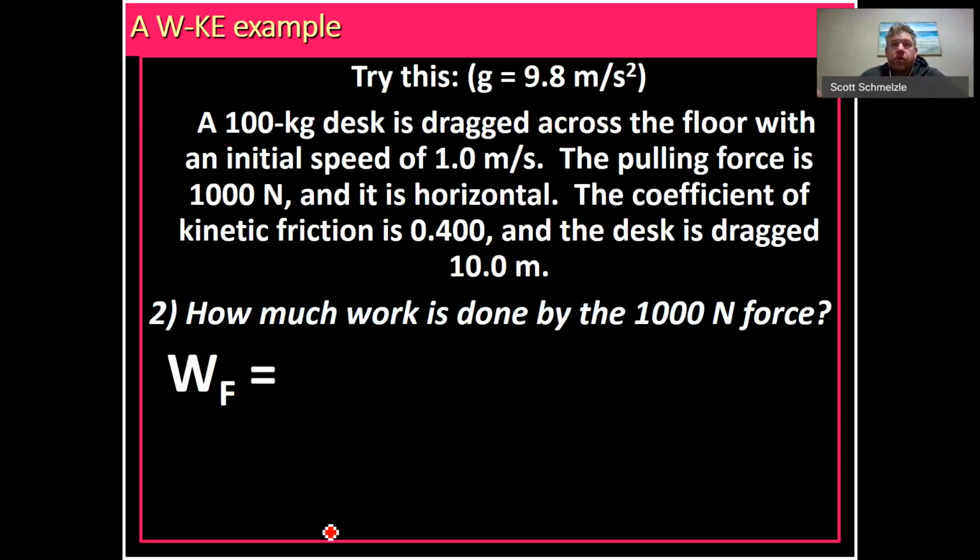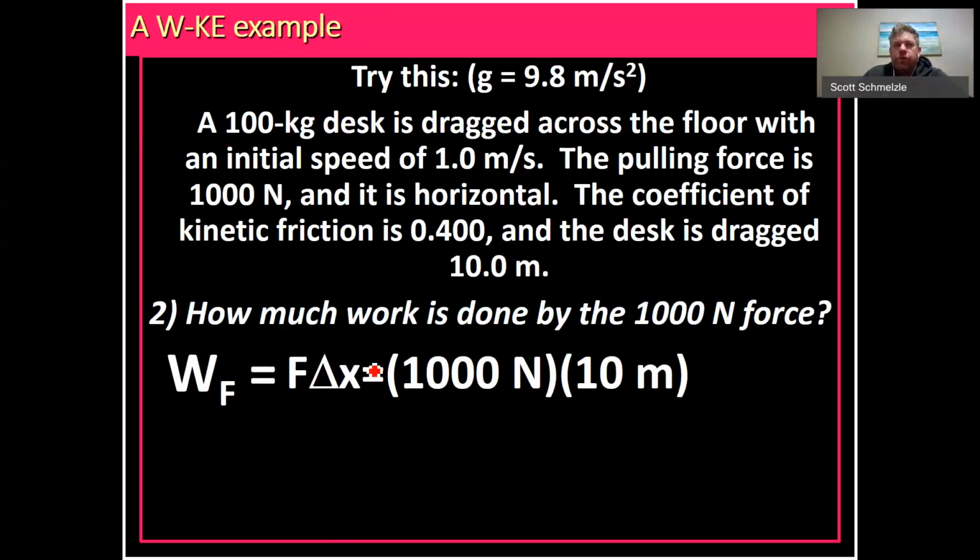All right, so how much work is done by the 1,000 Newton force? Well, because we're asking for how much work is done by that pulling force, it's the same formula setup for us. We're just going to use force times distance. The difference in this case is it's actually winning because it's going in the right direction. So what we start to see is that applied force is acting over the 10 meters, just like that friction acted over the 10 meters, all right?